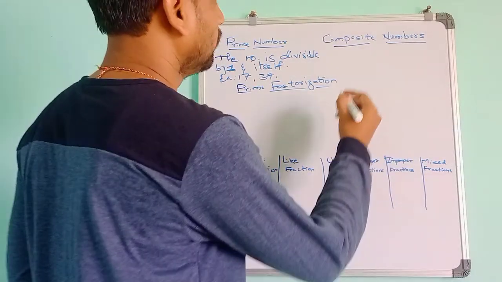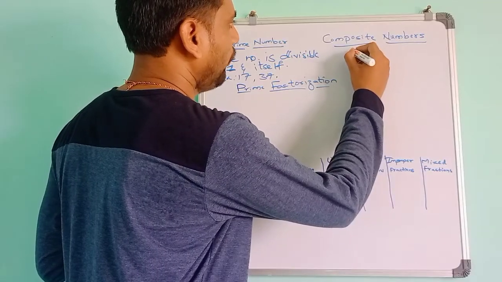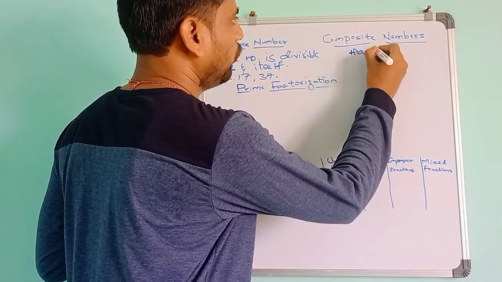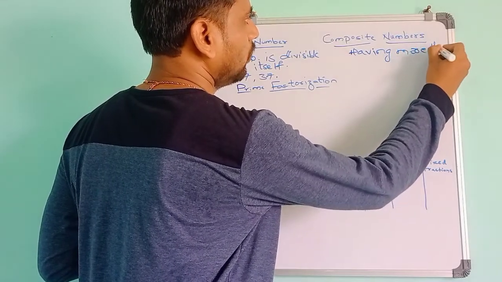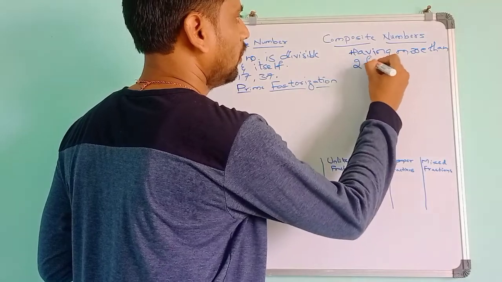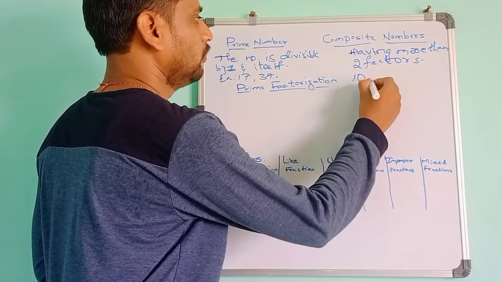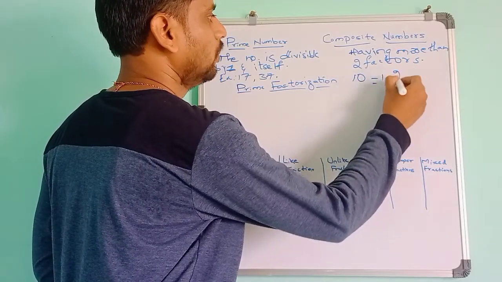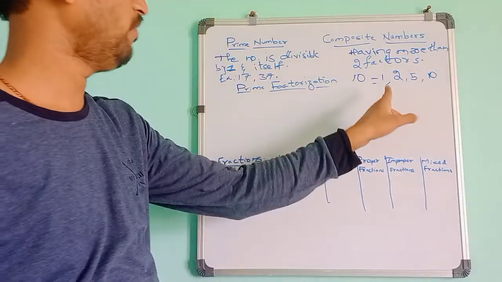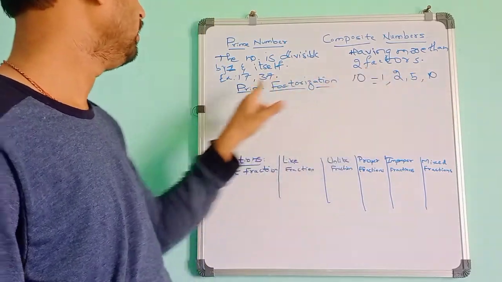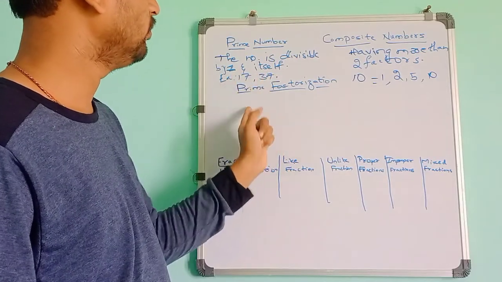Next, composite numbers. A composite number is one which has more than 2 factors. Example, you take 10. So the factors of 10 are 1, 2, 5 and 10. So it has 4 factors. A prime number will only have 2 factors, the number and 1. So 10 is not prime.